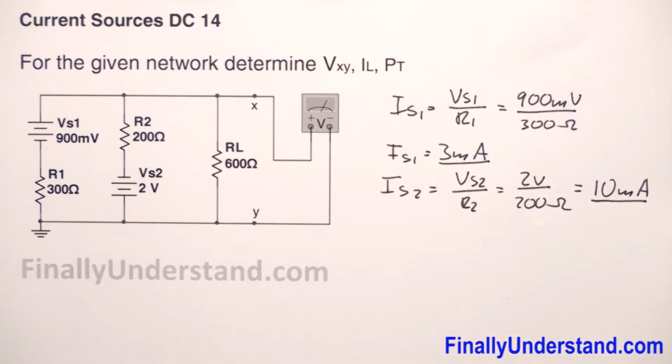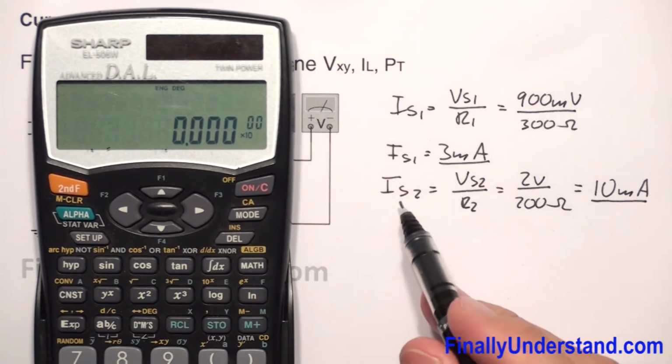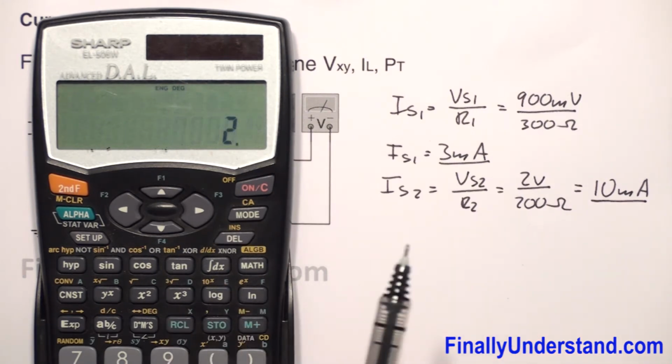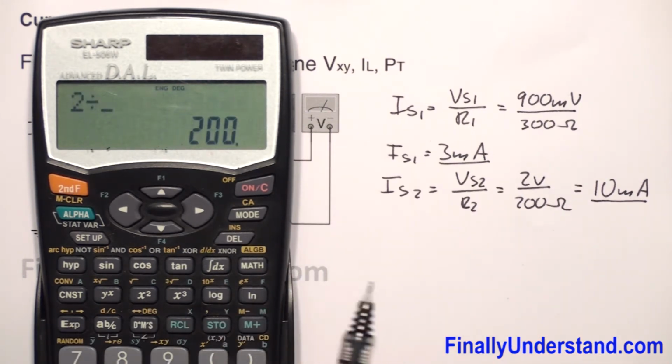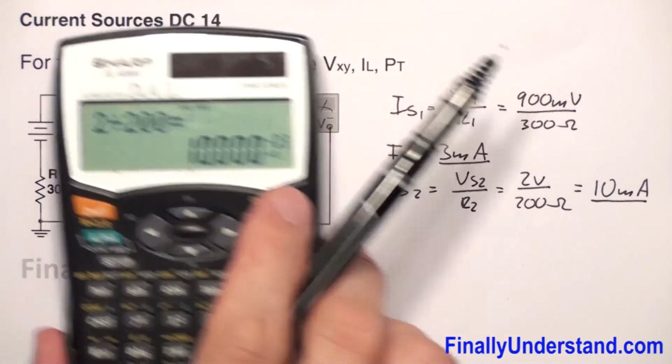Okay, so let's say if you don't see that, you can always use the calculator. So for example, let me calculate IS2. So I have 2 divided by 200. This is equal 10 milliamps.